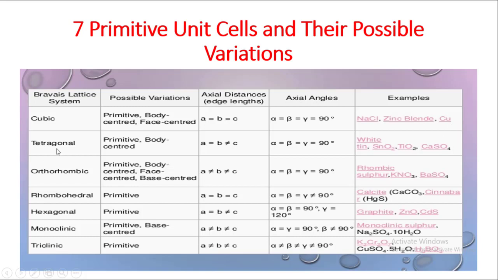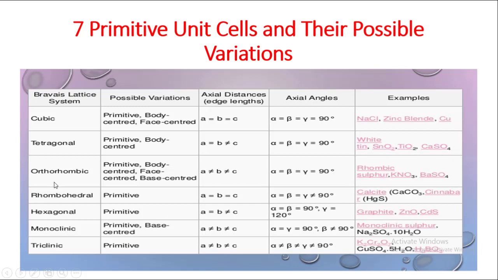Next, coming to tetragonal, here the possible variations are primitive and body centered. Here only 2 edge lengths are equal, while the third edge length is not equal to the other 2. Here also all the angles will be equal to 90 degrees. Examples are white tin, titanium oxide, calcium sulfate, etc.